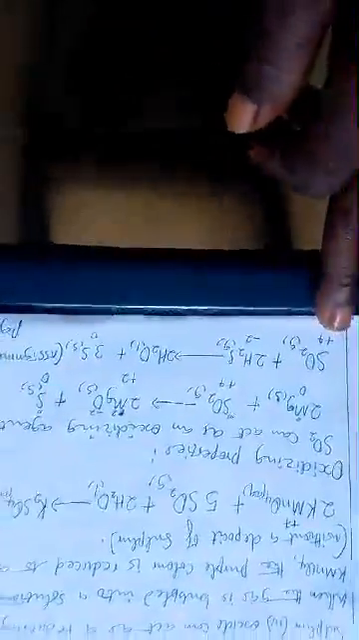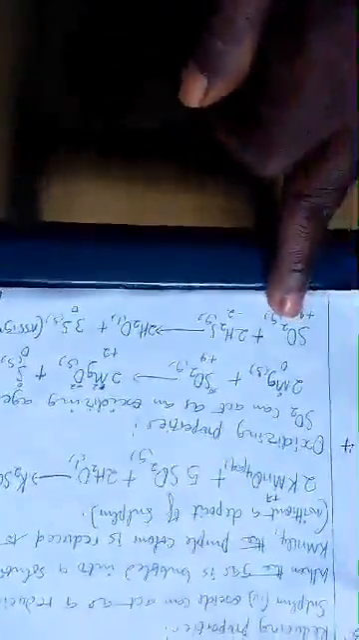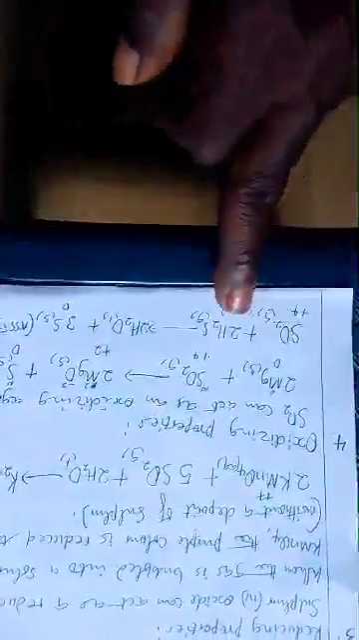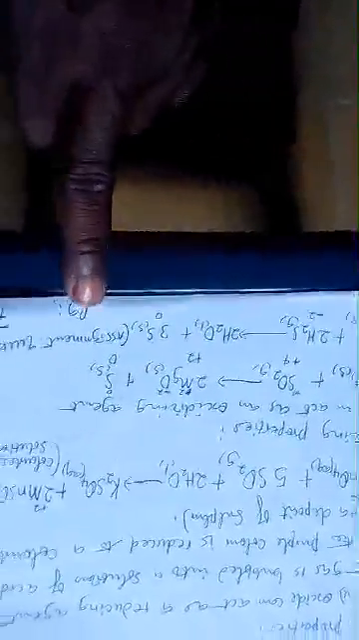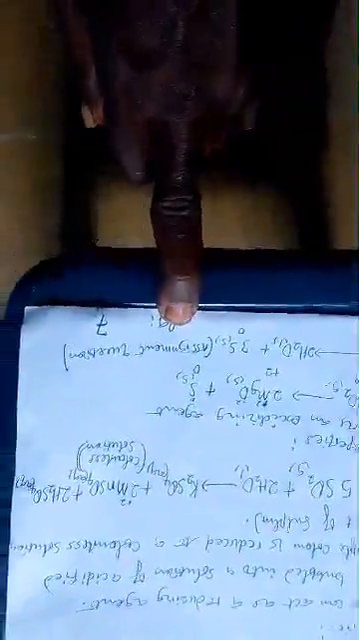The same example: this is SO2 plus hydrogen sulfide to give us water and sulfur, and this is the one I gave you for your assignment in Google Classroom. This is it. You can write this in your note. I've told you it is written there.